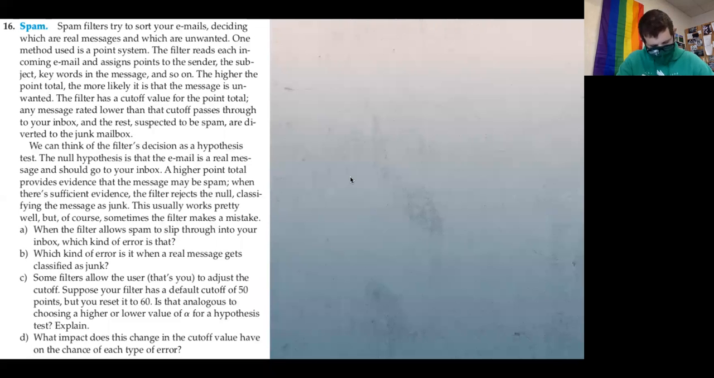I know it's like reading a passage on your ACT, but anyways, spam filters try to sort your emails, deciding which ones are real messages and which are unwanted. One method used is a point system. The filter reads each incoming email and assigns points to the sender, the subject, keywords in the message, and so on. The higher the point total, the more likely it is that the message is unwanted. The filter has a cutoff value for the point total. Any message rated lower than the cutoff passes through to your inbox. The rest, suspected to be spam, are diverted to the junk mailbox.